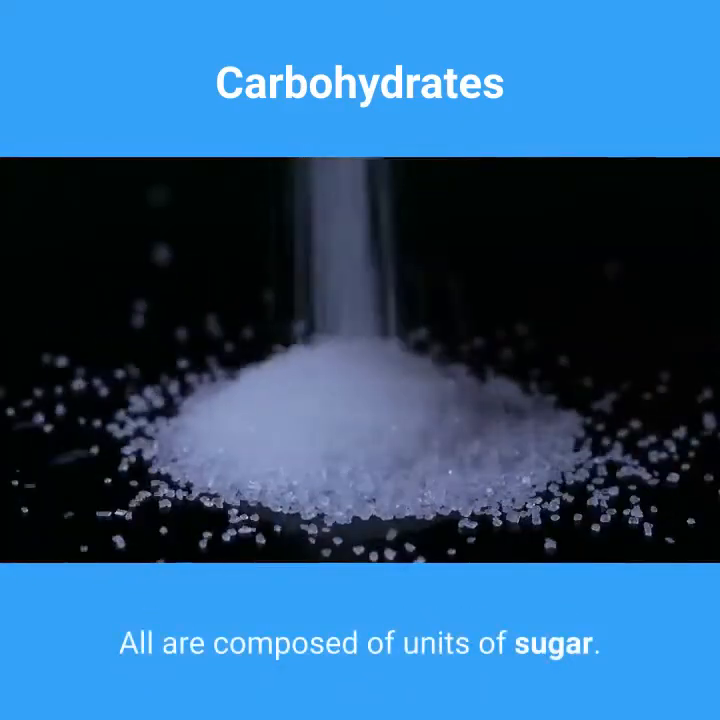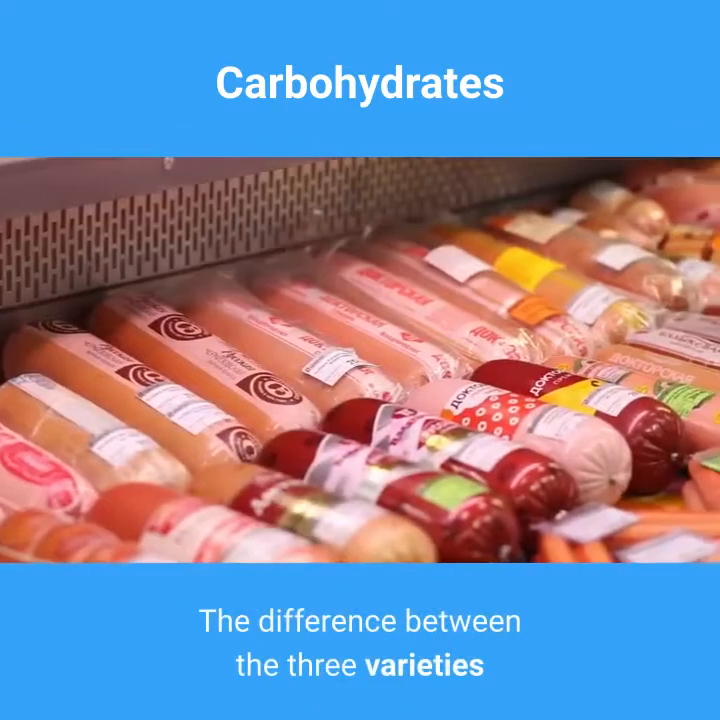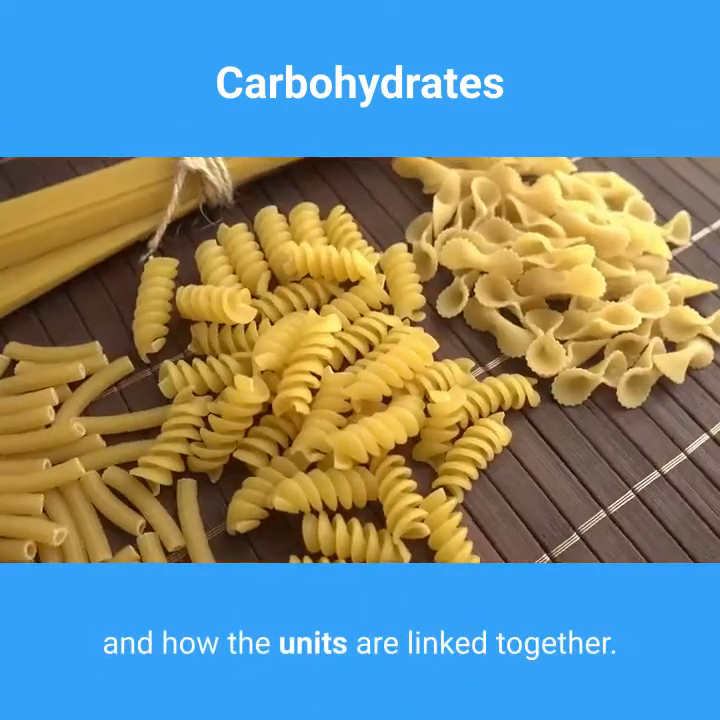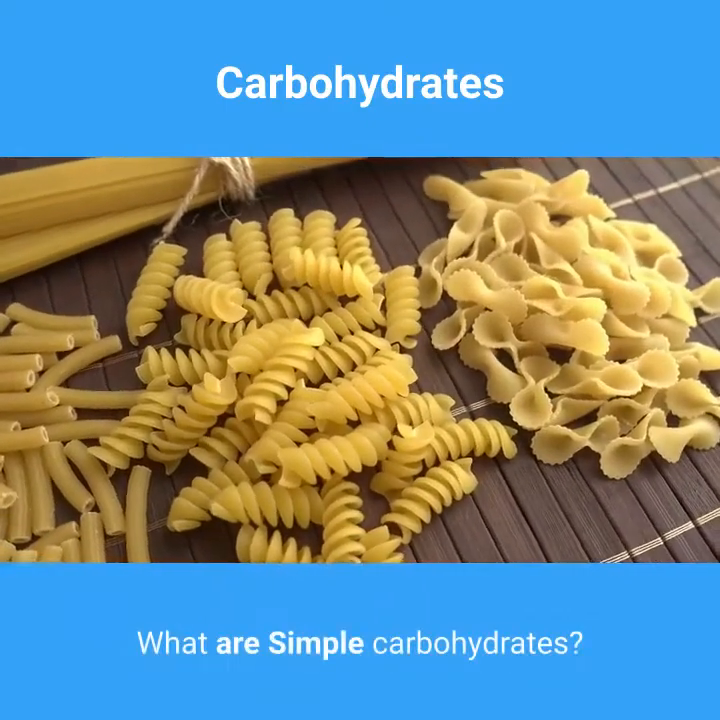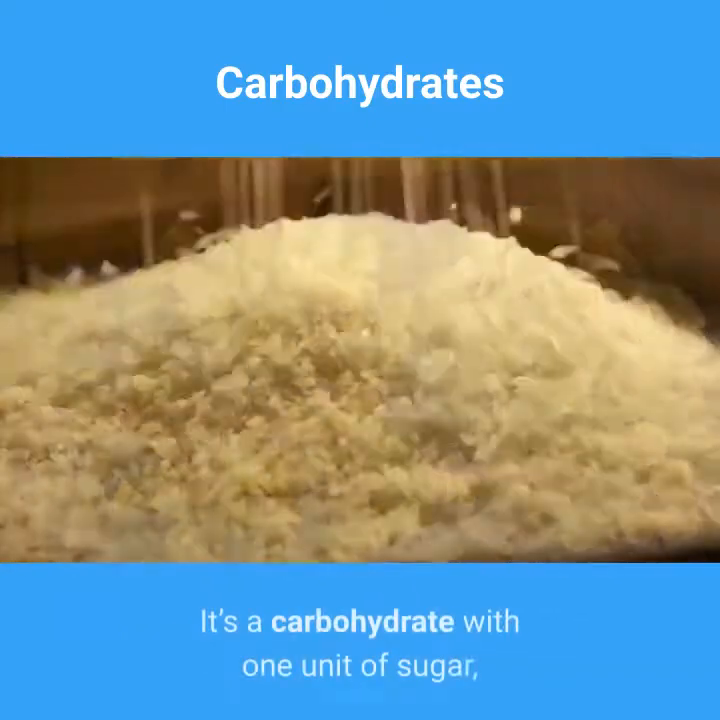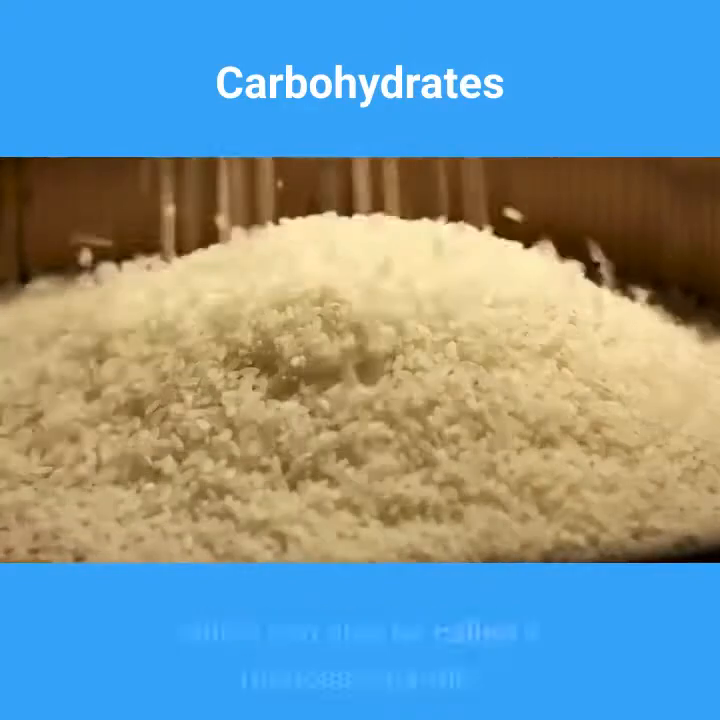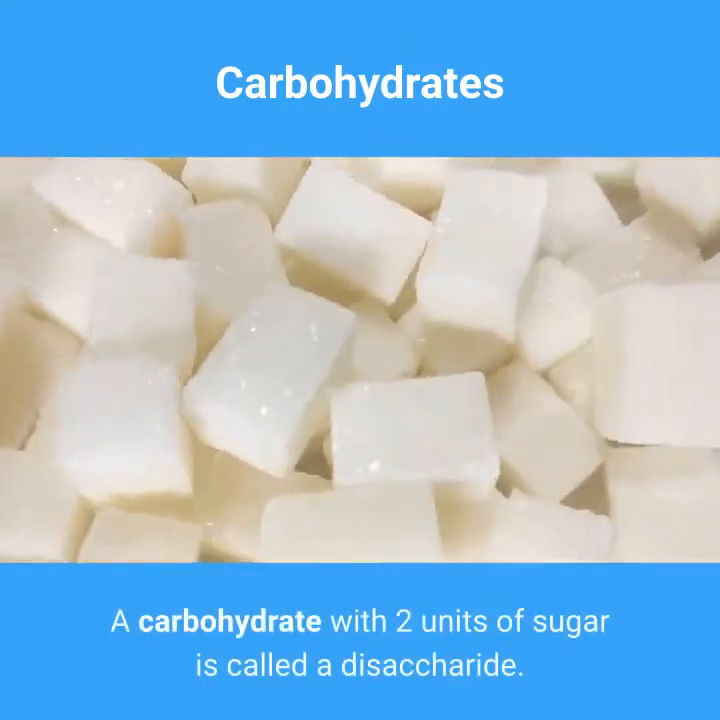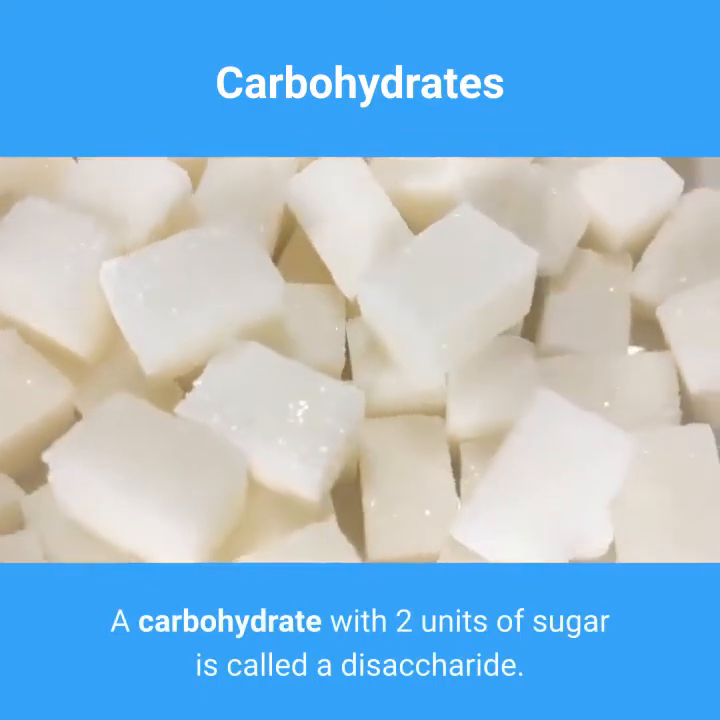All are composed of units of sugar. The difference between the three varieties is how many units of sugar they contain and how the units are linked together. What are simple carbohydrates? It's a carbohydrate with 1 unit of sugar, which can also be called a monosaccharide. A carbohydrate with 2 units of sugar is called a disaccharide.